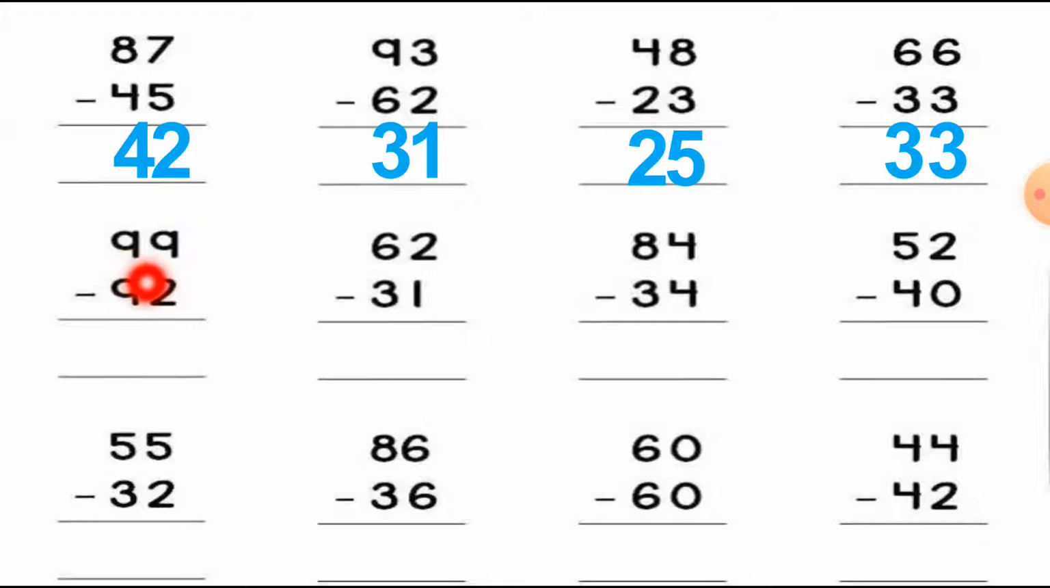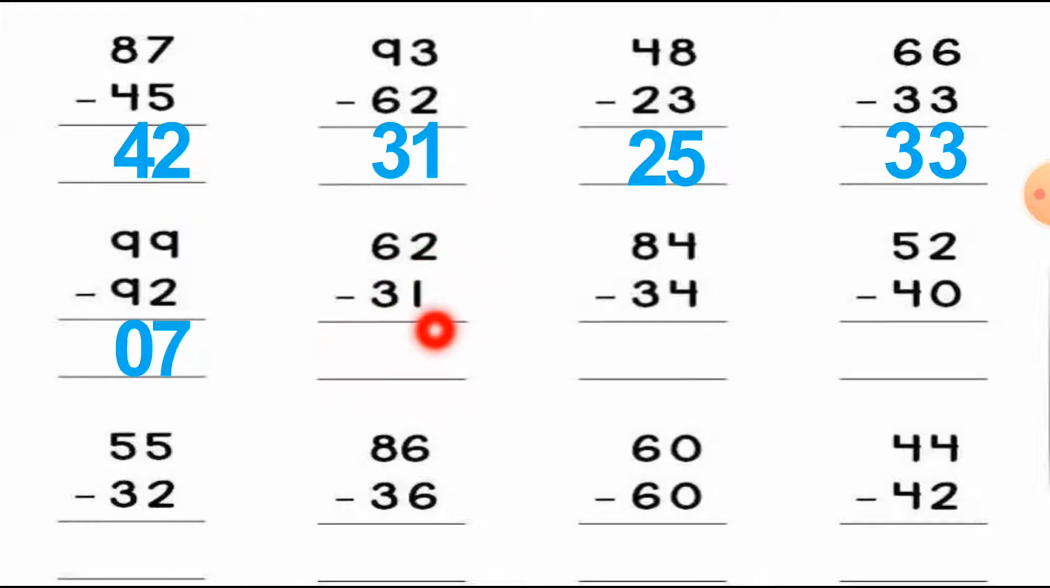Next sum, 99 minus 92. So 9 is a big number and 2 is a small number. So 9 minus 2 is equal to 7. Then the tens column, 9 minus 9. These are equal numbers. So 9 minus 9 is equal to 0.